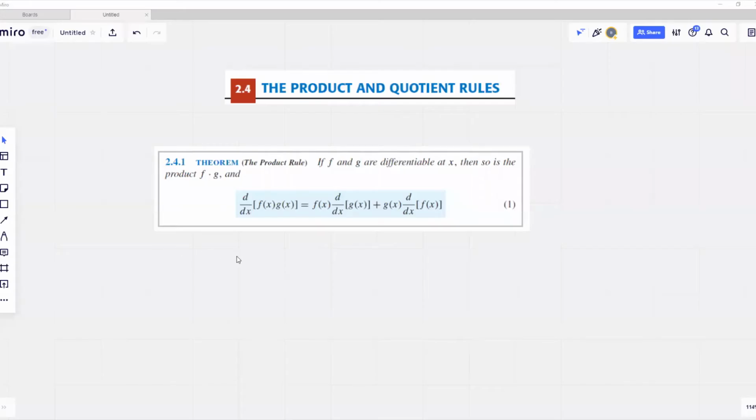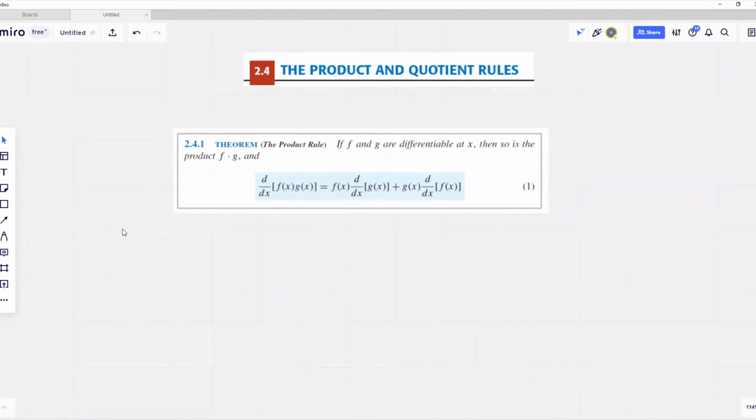Welcome, students. In this video, we are going to continue to study the techniques of differentiation, and today's topic is the product and quotient rules. We are going to use, as usual, these rules later on when solving practice sheets. Okay, let's start. We are going to start by proving the product rule.